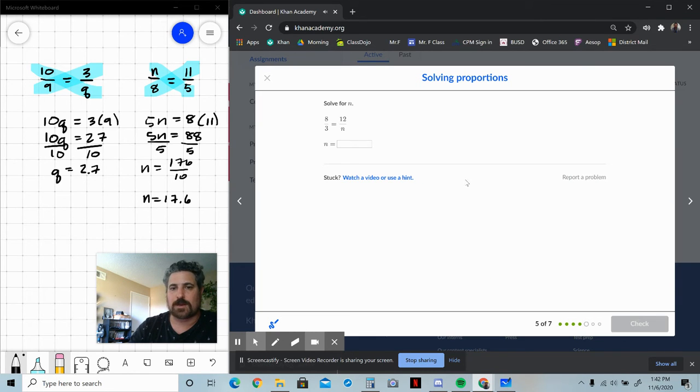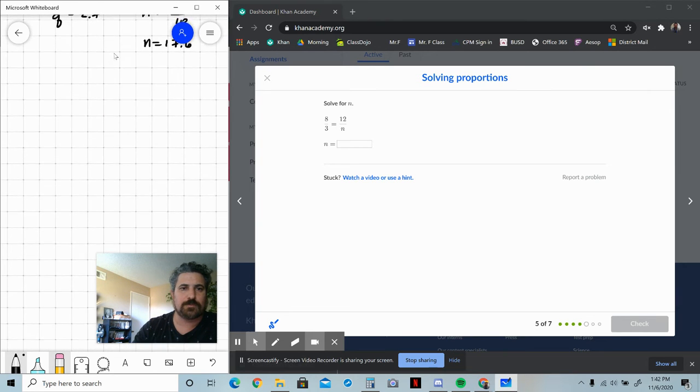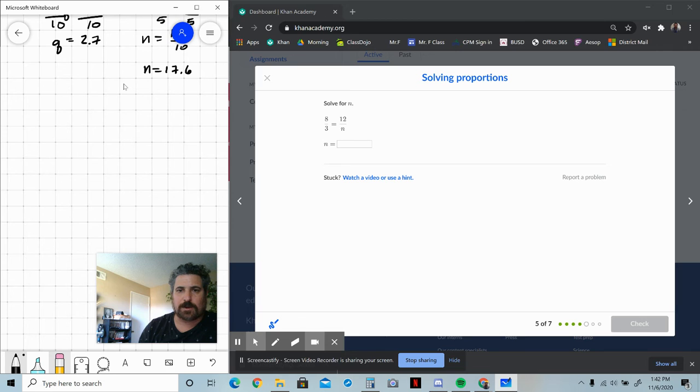And then we're going to do the next one. Let's scooch this up here. There we go. And now we're going to get 8 over 3 is equal to 12 over n. Okay? So once again, you can't cancel these. Don't think it's multiplication. It's not. This is the ratio on the left is equal to the ratio on the right.